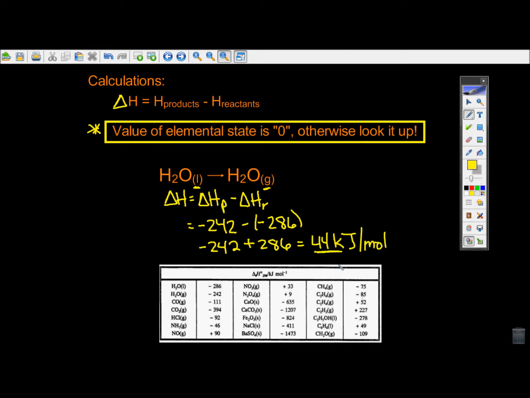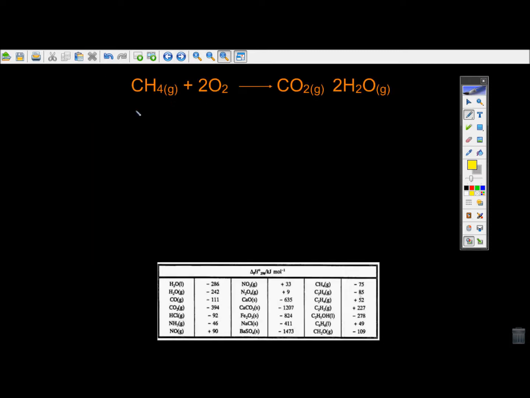And look, my number is positive, right? So this is endothermic, which makes sense, right? You got liquid water that's going to a gas. If you're boiling water on a stove, that system, your water molecules are taking in energy to become gaseous. Yay, math. All right, how about this one?